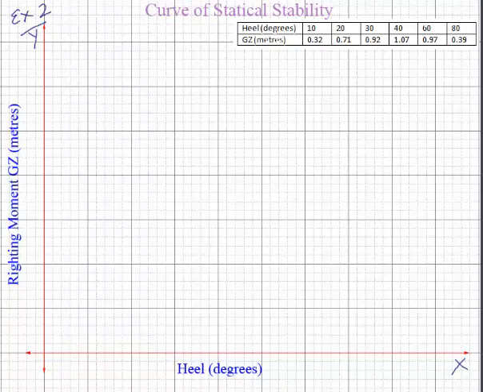Now it's a rectangular coordinate system or a Cartesian system, so x and y intersect at a point 0, 0, and you can have a different reference here, but in this case we'll just pick 0, 0. And next thing we'll do is find the scale.